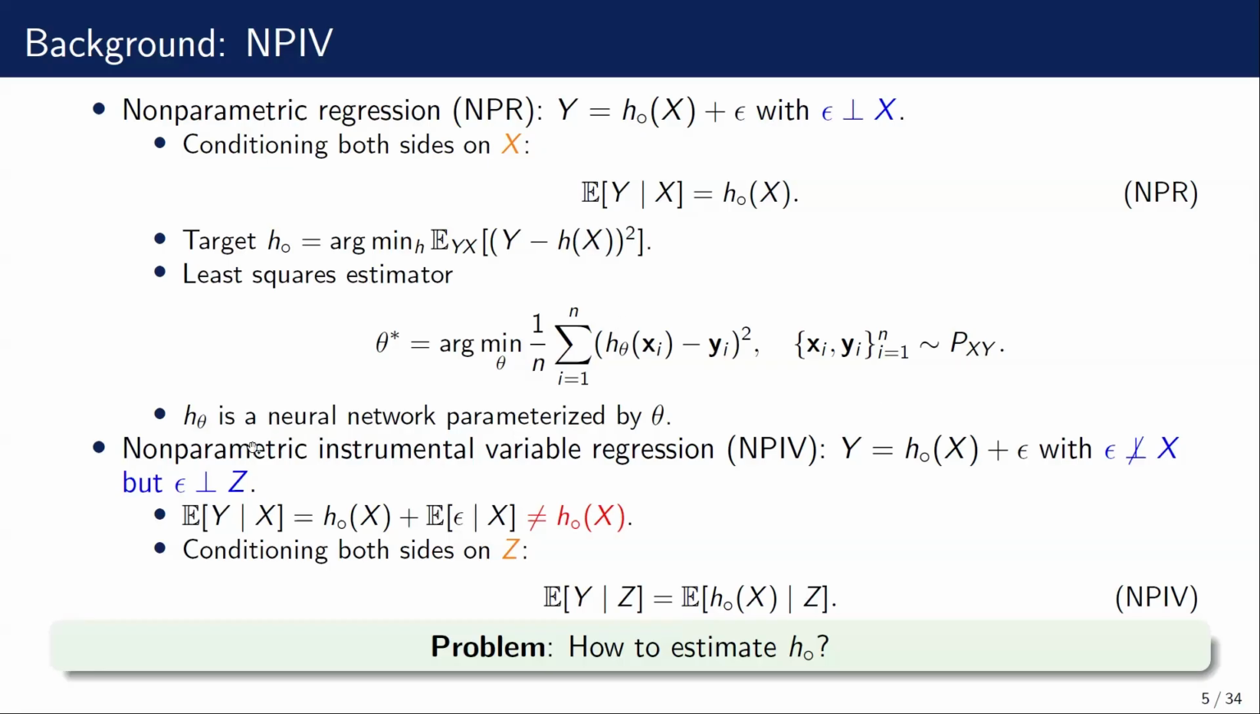And in our setting of nonparametric instrumental variable, we have this equation, but the difference here is that epsilon is no longer independent of X, but is independent of Z. So now we solve this equation by conditioning both sides on Z. So this is our NPIV model or NPIV equation, which is different from the NPR equation that people see every day in statistics. So first problem now is that H star is the target of interest. So how to estimate H star through this NPIV equation?